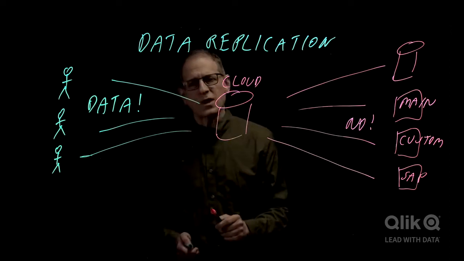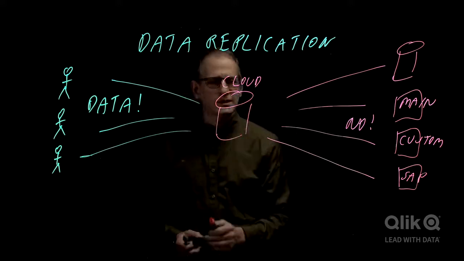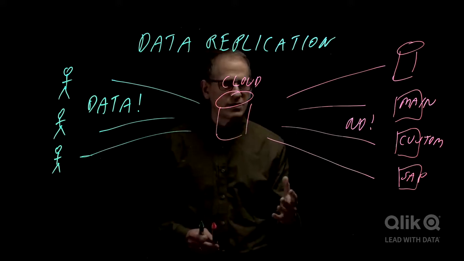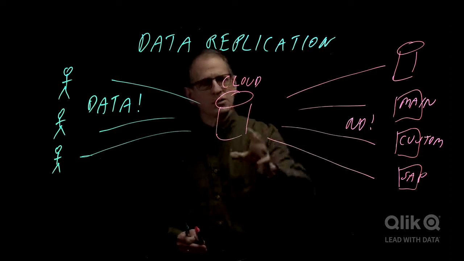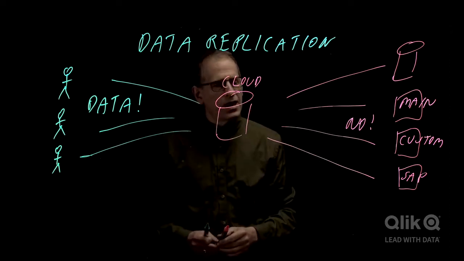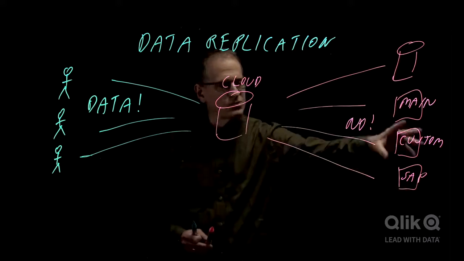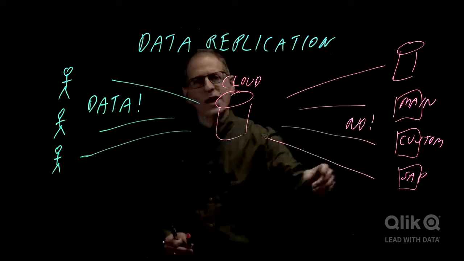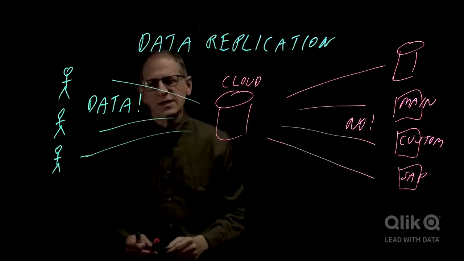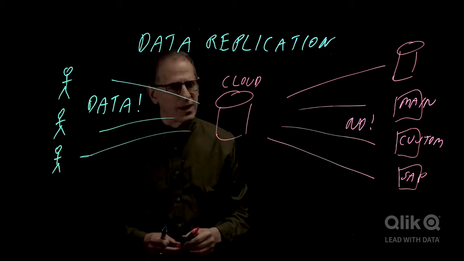The other thing to keep in mind is that when you are populating this cloud data warehouse, it's really two things. One is the initial population of that database, but then how do you keep it up to date? How do you make sure that when a change happens over here, it's reflected in that cloud data warehouse as soon as possible?